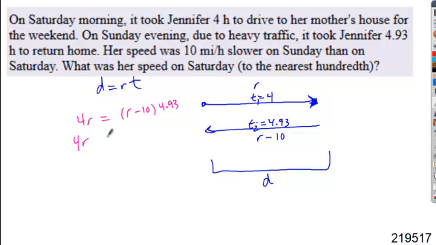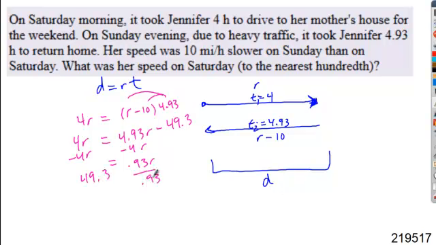So if we go through, distribute our 4.93, we just move our decimal over one, and then we can move everything to one side. So I'm going to subtract 4R from both sides. That gives me 0.93R. I'm going to add the 49.3 to both sides. And when I divide by 0.93, that gives me my rate.